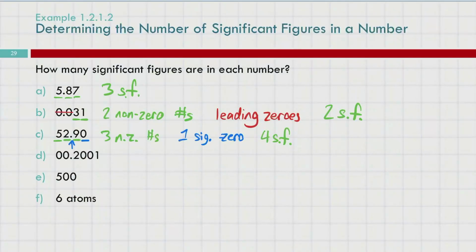We've got a combination of types of zeros in D. So we've got our 2 non-zero numbers. Those are the easy ones. So 2 non-zero numbers, so we definitely have at least 2 significant figures. And then we have to assess what about these other zeros? So we've got leading zeros. Those are not significant. The slash through to show that it's a 0. Leading zeros, not significant.